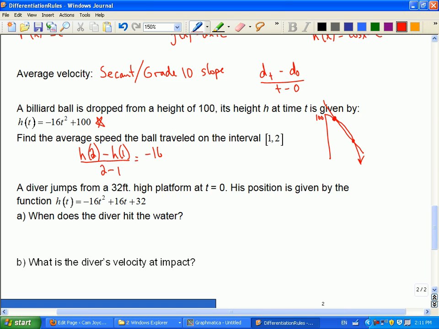So this will be negative 16 times 2 squared plus 100 minus negative 16 times 1 squared plus 100. And it happens over 1 second. So first of all, those hundreds are going to disappear. I might as well just ignore them. I don't have to calculate those. 4 times 16, that's 64. And that's just going to be 16. So overall then, I should have negative 48. Why is it negative 48?